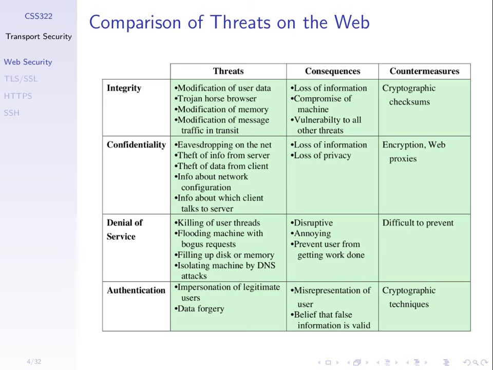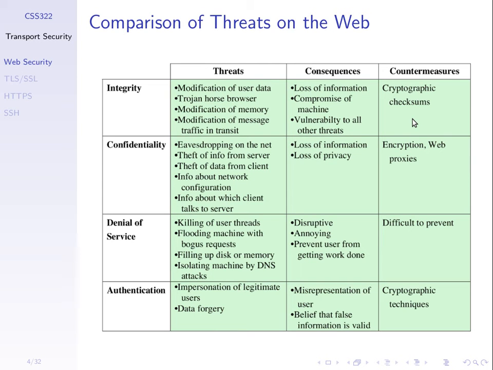In web-based communications and generally on the internet, there are many threats, many things that can go wrong, and they are the reasons why we need security mechanisms. People can modify our data, they can listen to what we're sending, they can intercept our packets, or they can make our servers fail, so denial of service attacks. They can impersonate other people or forge data. They are the threats, and there are many consequences of those threats.